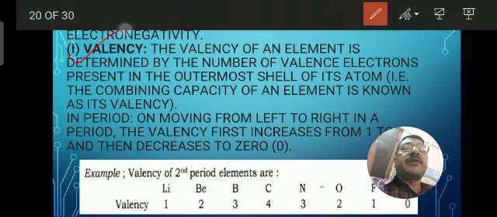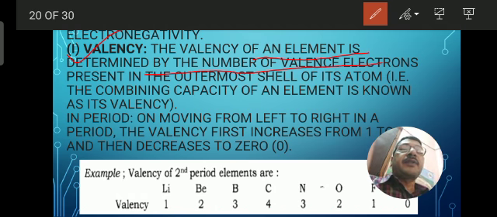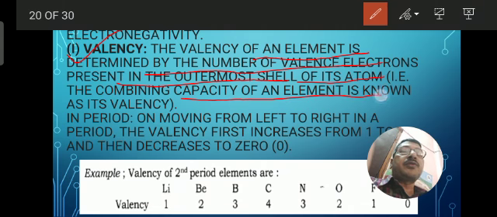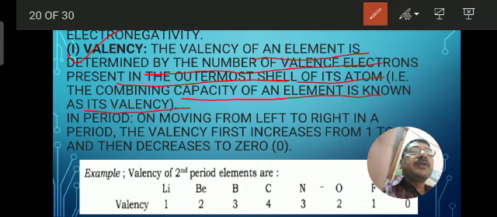Number one is the valency. The valency of an element is determined by the number of valence electrons present in the outermost shell of its atom. Clear? That is, the combining capacity of the element is known as its valency. You have covered this in class 9. What is the combining capacity? How many atoms can combine with another atom?